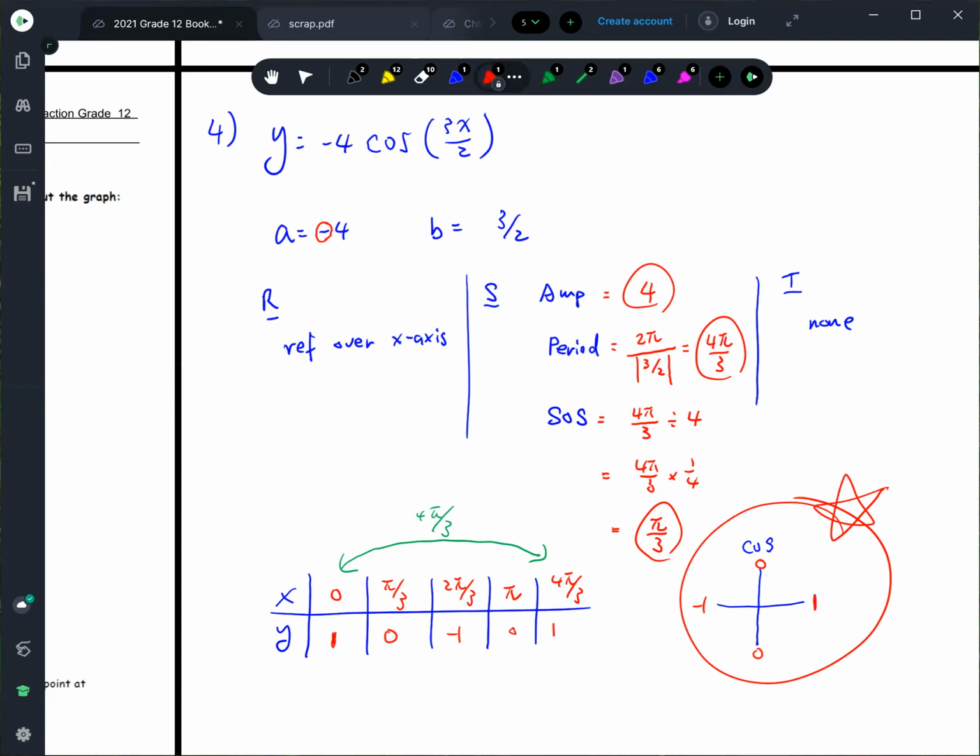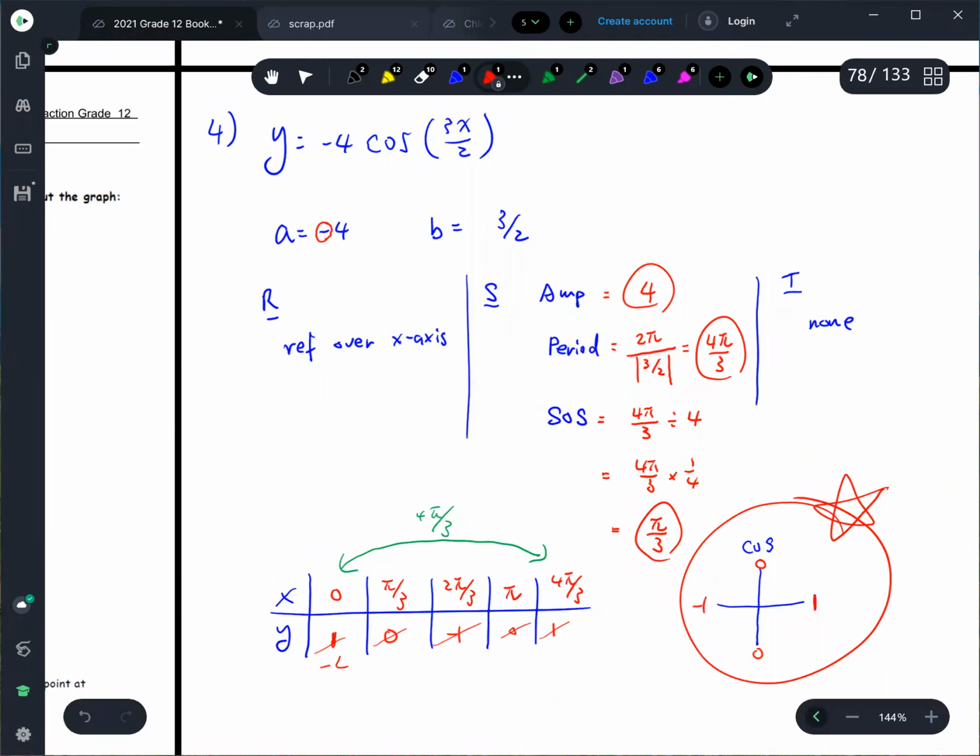What's the value for a? -4. Yeah. Okay, so each of them you multiply by -4. Can you tell me the new numbers? 4, 1 times -4 is -4. Okay, times it by -4.